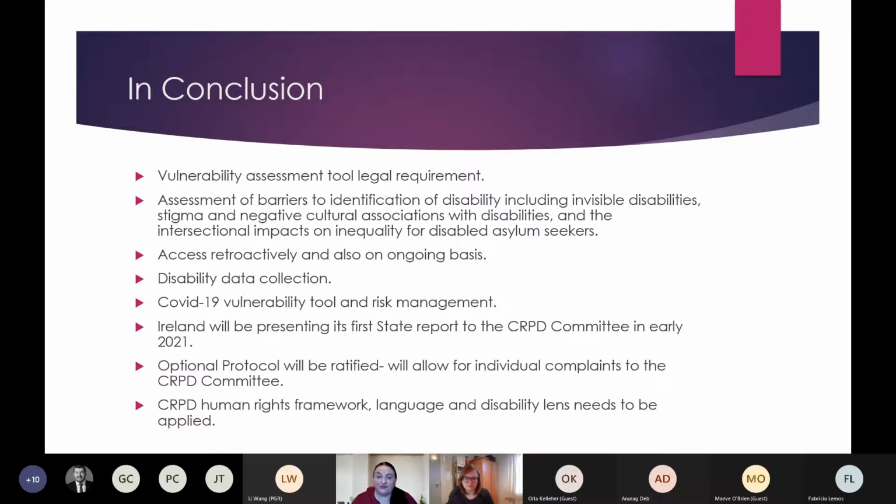Ireland will also present its first state report to the CRPD committee in early 2020, and asylum seekers with disabilities are equally involved in CRPD activities and should have the protection of that convention and will need to be accounted for by the state. The optional protocol will be ratified when the state presents its first report, and this will allow for future individual complaints to be made to the committee. A human rights CRPD focus needs to be a key part of the implementation and building of the tool and assessment process the whole way through.